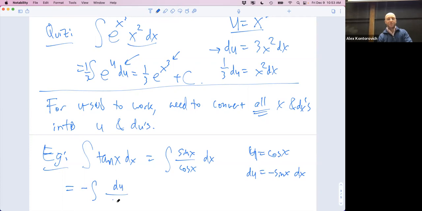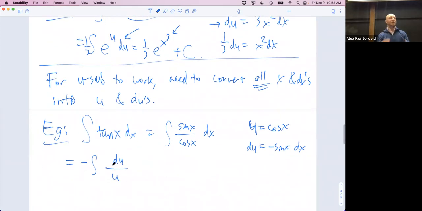Cos x is u. Hopefully this doesn't bother anybody. You're used to seeing it like this, -1 over u times du, right? This is a height, this is a width, but it's just as well to write it like this, du over u, no problem. So far, so good. What is an antiderivative of 1 over u?